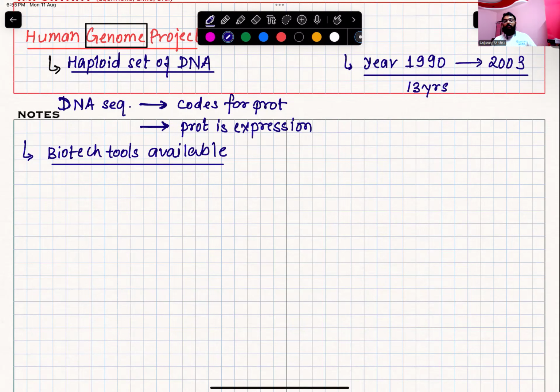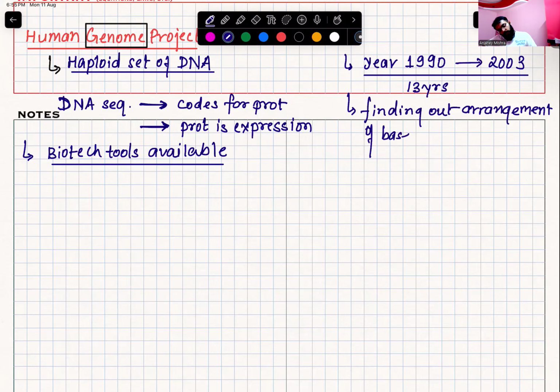What are we sequencing? And what is sequencing? Sequencing is basically finding out the arrangement of base pairs. So even in fingerprinting, you need sequencing, right?